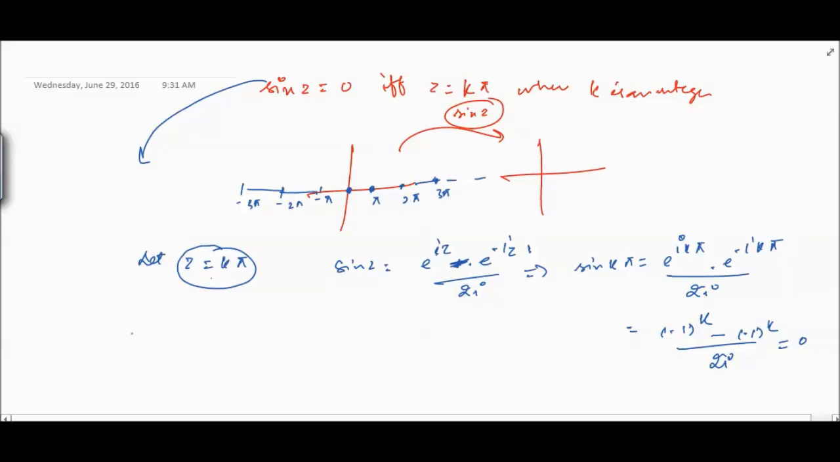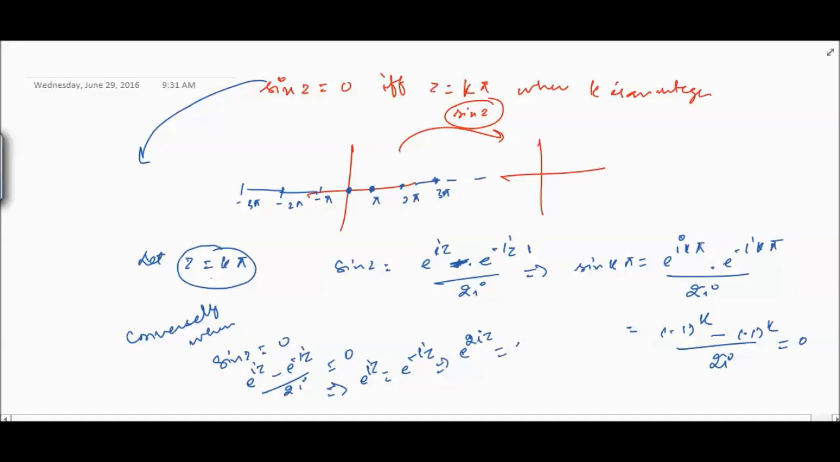Okay, so it means that whenever z is equal to k pi you have sine z equal to 0, and conversely when you have sine z equal to 0, it implies that e raised to the power iota z minus e raised to the power minus iota z, upon 2 iota, is equal to 0. It implies e raised to the power iota z is equal to e raised to the power minus iota z. It implies e raised to the power 2 iota z is equal to 1, so 2 iota z is equal to 2k pi iota. This is from our last video on exponential functions. From here you get that z is equal to k pi. So this is how you get all the roots, all the zeros, of this sine z, right?